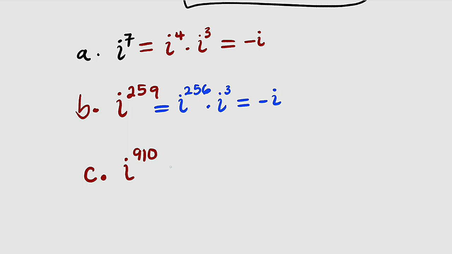i to the 910 is equal to i to the 908, then multiply by i to the second power. 908 is a multiple of 4. Therefore, the whole of this will be equal to 1. And i squared is just equal to -1, remember. Therefore, -1 multiplied by 1 is still -1. The whole of this is equal to -1.